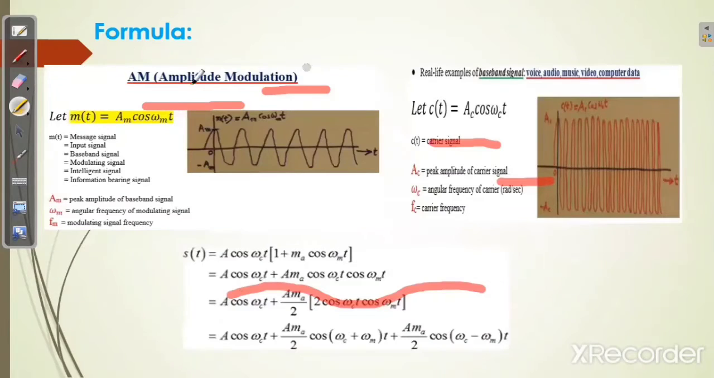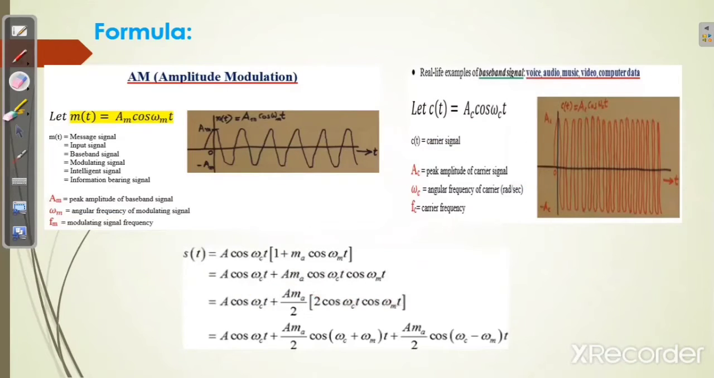Here we can see the formulas of the AM modulation signal. m(t) = Am cos(ωm t) is the message signal equation, where m(t) is the message signal, Am is the peak amplitude, and ωm is the angular frequency. Here, c(t) = Ac cos(ωc t) is the equation of the carrier signal, where c(t) is the carrier signal, Ac is the peak amplitude, and ωc is the angular frequency.